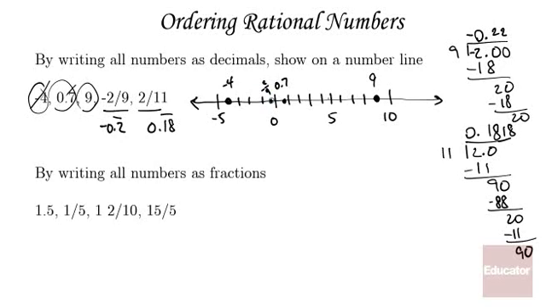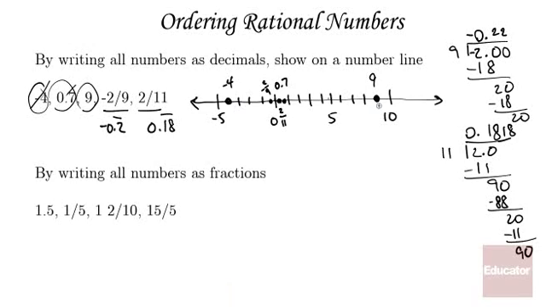And 2 over 11 is 0.18, not quite to 2, not quite to 1, and closer to 0. So this is going to be as the original fraction 2 over 11. So here I've put all the numbers in order on a number line.